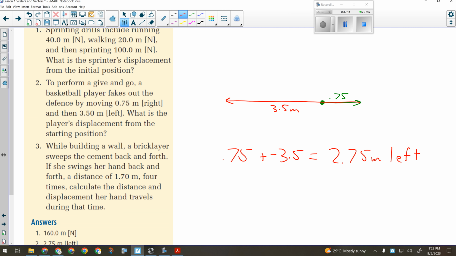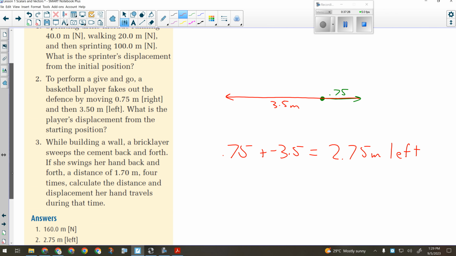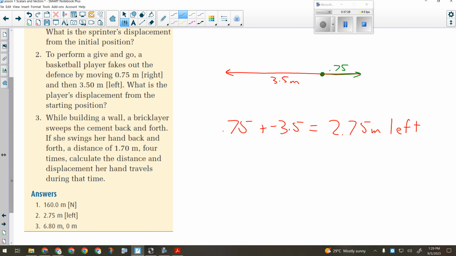What's their displacement? 0. But their total distance is 1.7 times 4. Okay, because it said went out and back a distance of 1.7. That means out and back is 1.7 meters total distance. Okay, so if I take that and I multiply it by 4, I will get 6.80 meters as my total distance, but a displacement of 0 because I ended up back where I started and my position did not change. Okay. All right, everybody all right with that? Okay, we're going to leave it there for today.